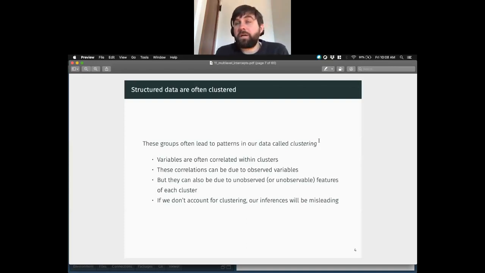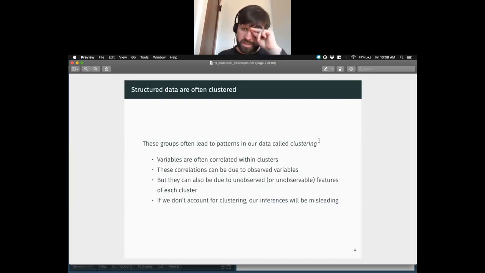But it could also be due to unobserved or unobservable features of the cluster, right? Where it could just be that this neighborhood has higher levels of vandalism than this other neighborhood in a way that none of the observed variables that we've got can really account for. And the multi-level model can help us account for those unobservable features, right?